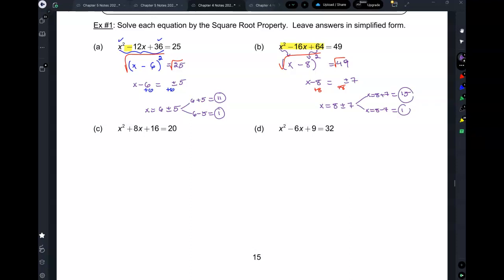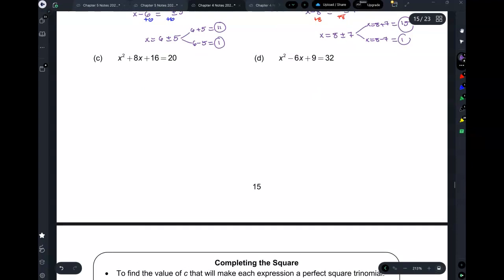Isn't that fun? Right, Josh? Isn't that fun? Yep. Okay. All right. Here we go.